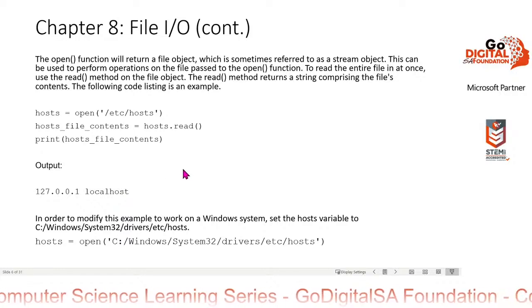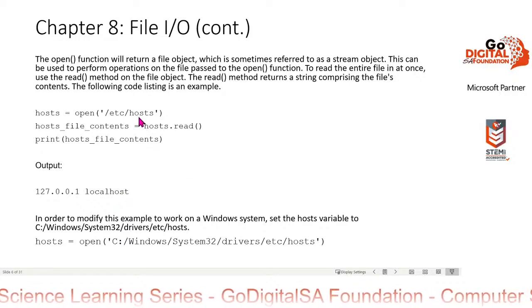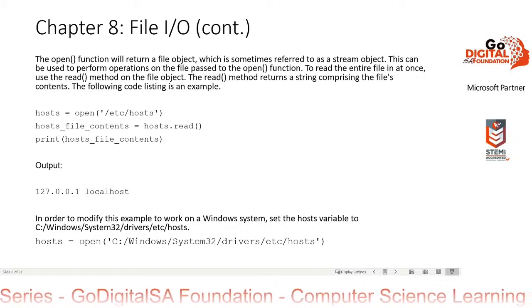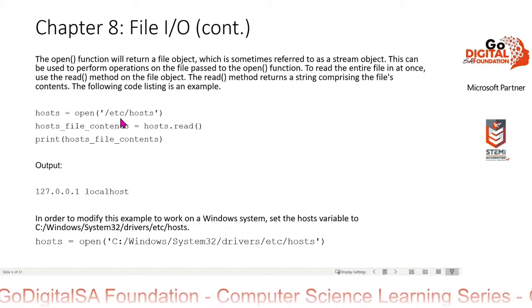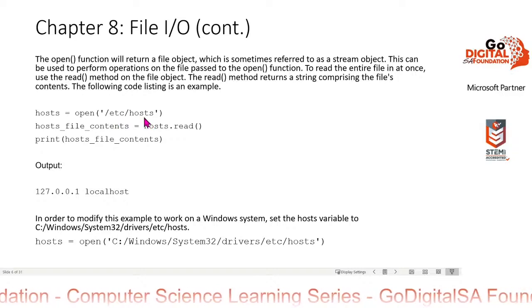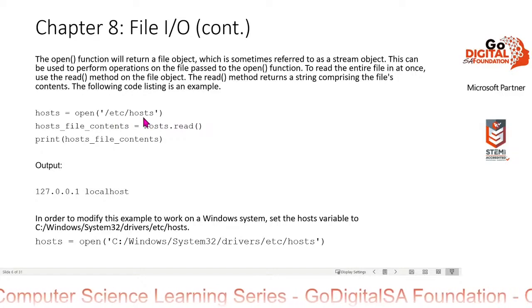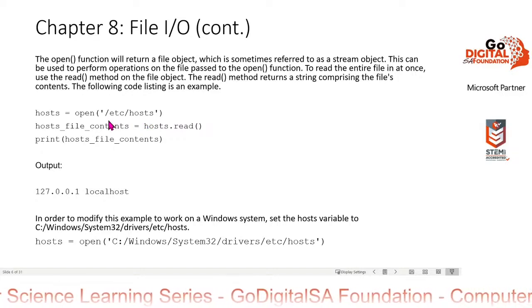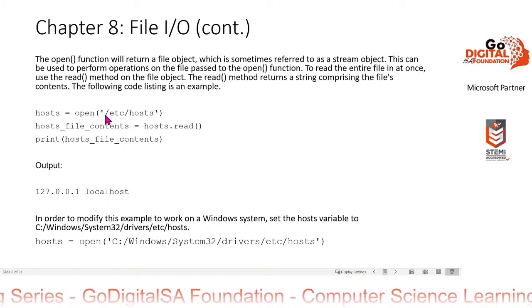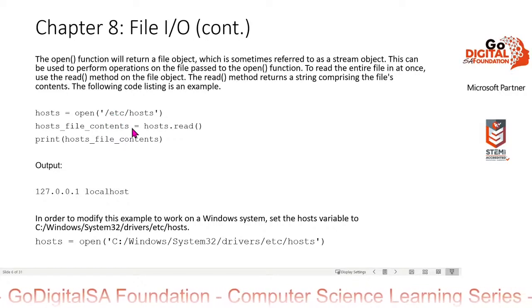Now, just as an aside, this happens to be a file that's on most computers. It has to do with networking. We won't go into exactly what it is, but this is a text file that happens to exist on most computers. If it's Mac or Linux, it is in the etc folder, in the root directory of the drive.